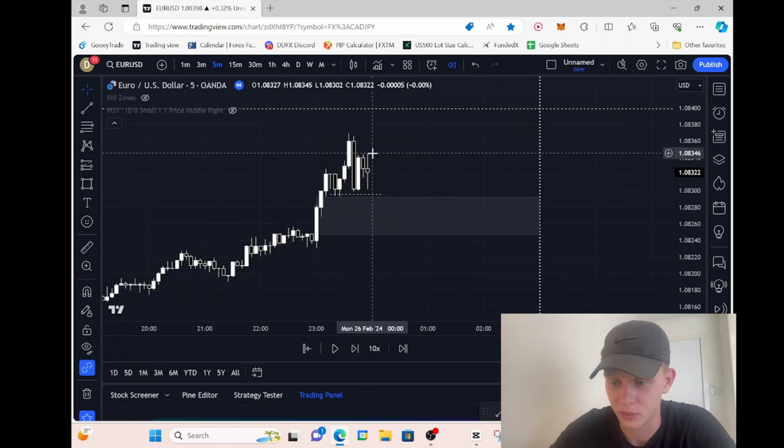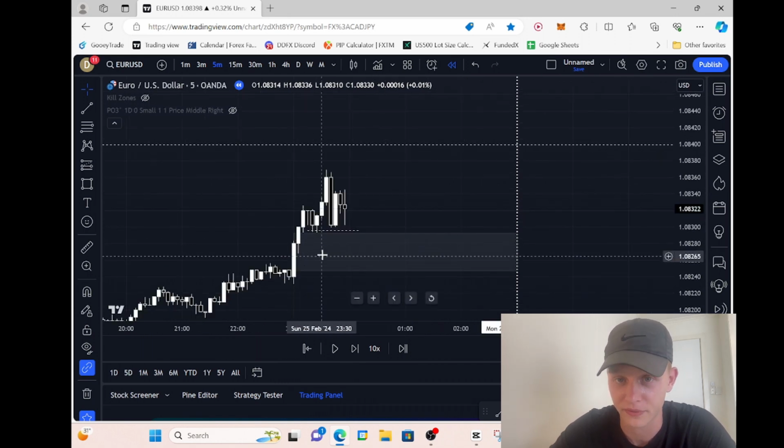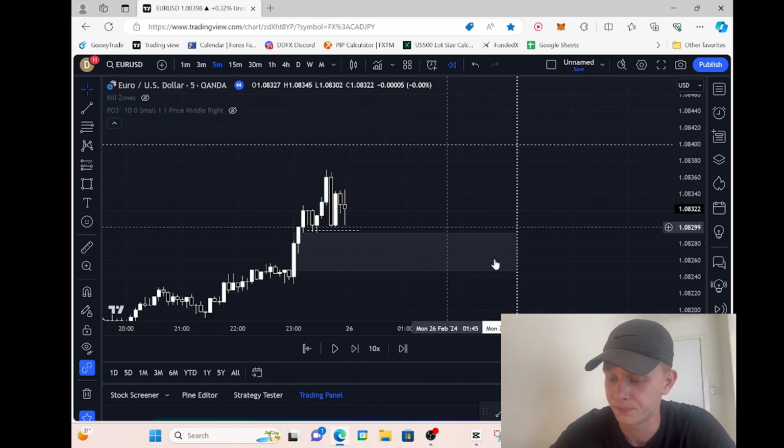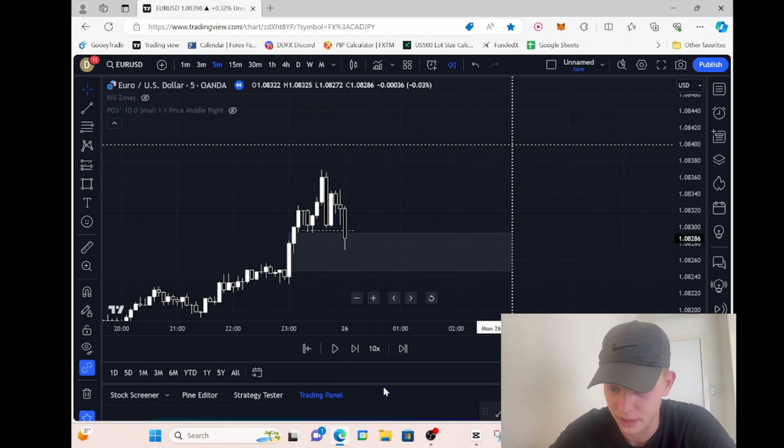It would be beautiful because it would be a sweep of liquidity, tap into the 15-minute fair value gap, and then we can take the trade to the upside. So let's just see what the next candle is going to do. So we have that push, we swept it out.